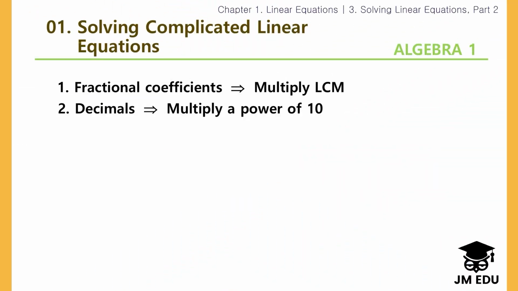In this lesson, we're going to solve complicated linear equations. To solve complicated linear equations with one variable, we're going to have to learn two techniques here. Number one, if we have fractional coefficients, then we're going to have to multiply both sides of the equation by the least common multiple, LCM. Number two, if we have decimals in our equation, then we're going to have to multiply both sides of the equation by a power of 10.